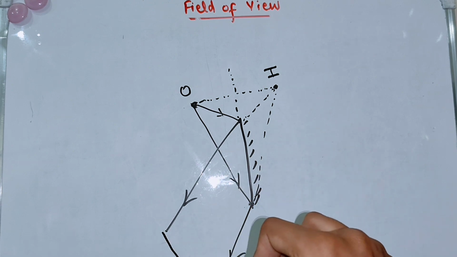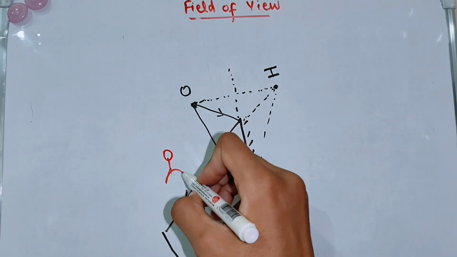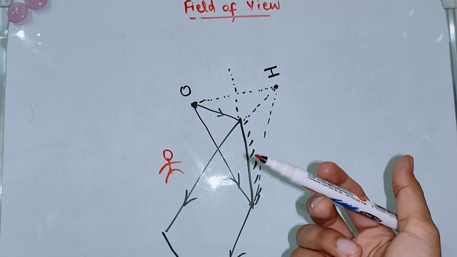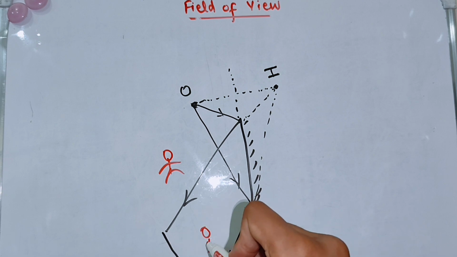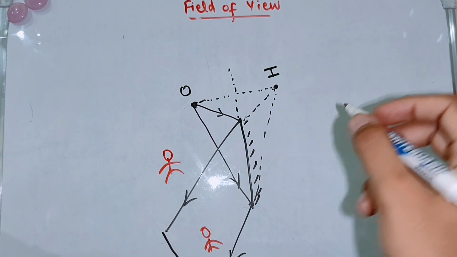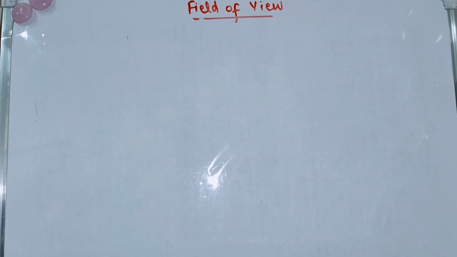Now this becomes the field of view, which means that if you are standing over here, then you will not be able to look at the image of the object. But if you are standing somewhere over here, then you will be able to see the image of the object. Let us draw it for one last orientation.